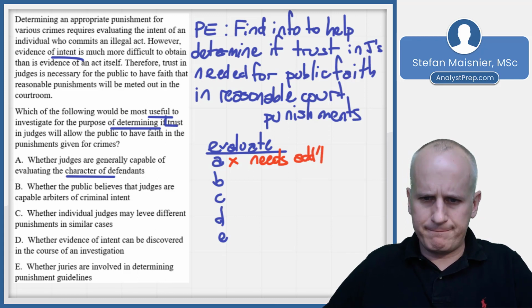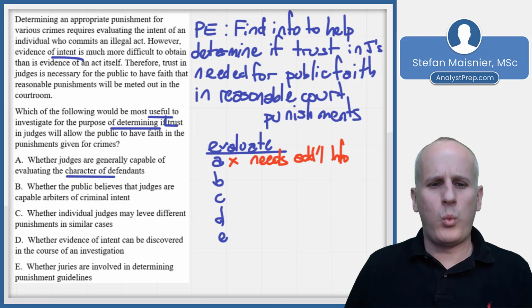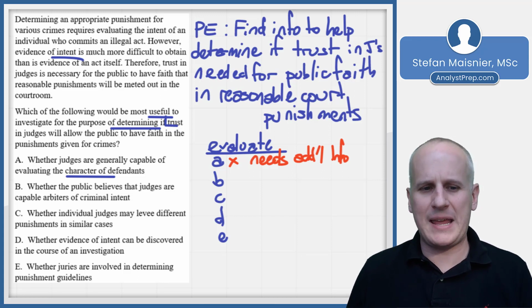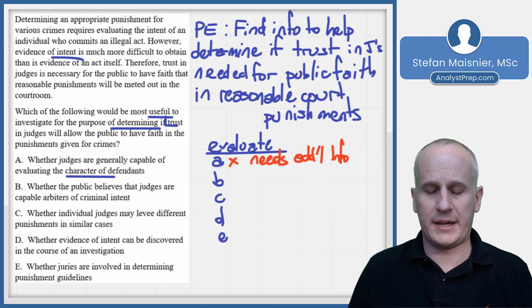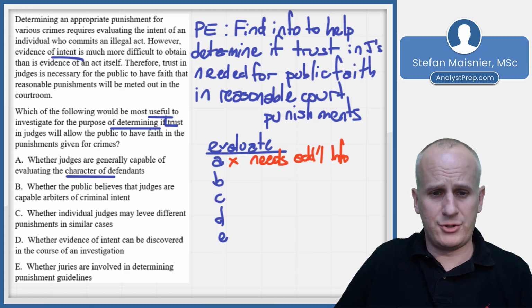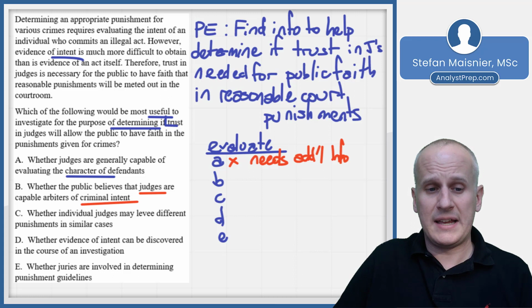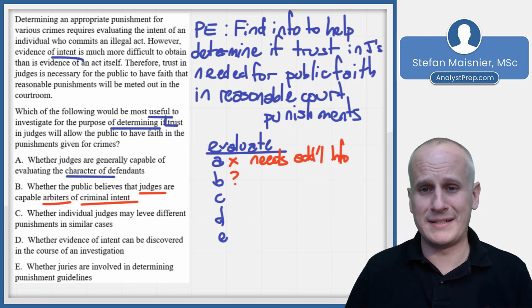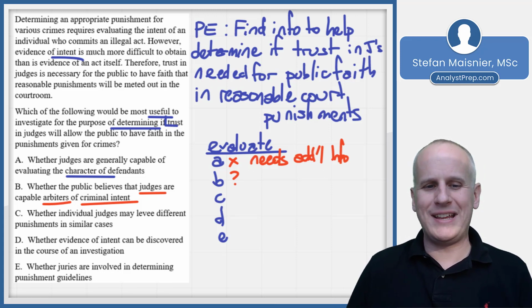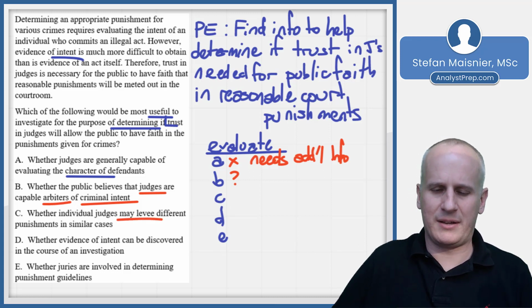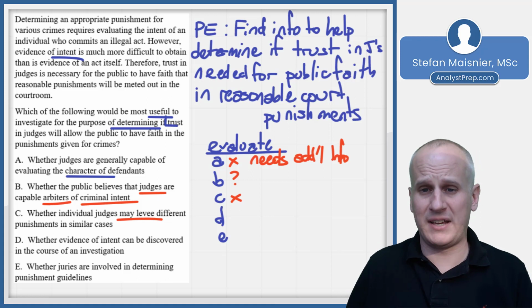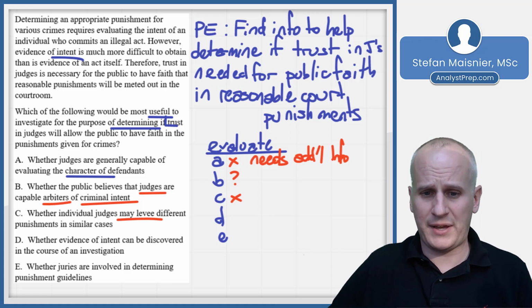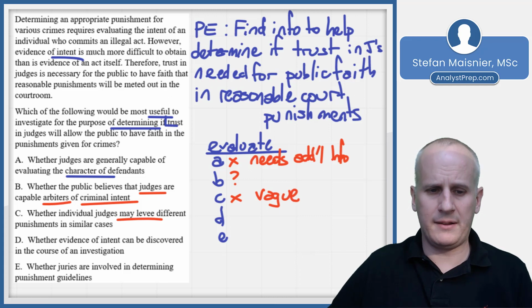So, then we got choice B, whether the public believes that judges are capable arbiters of criminal intent. Well, we're definitely concerned with judges and criminal intent. If I don't know what arbiters means, I have to put a question mark. If I do know what arbiters means, this might seem like the right answer already. Now, choice C, whether individual judges may levy different punishments in similar cases. Okay, may levy, that is incredibly vague. I don't know if it happens, how frequently, so that we can call vague and eliminate.